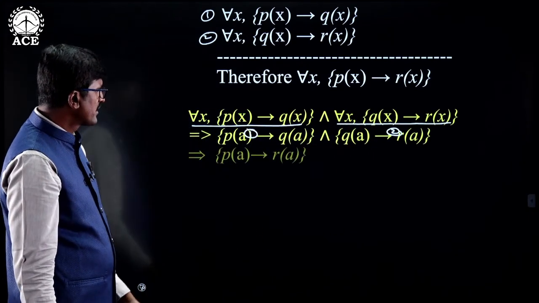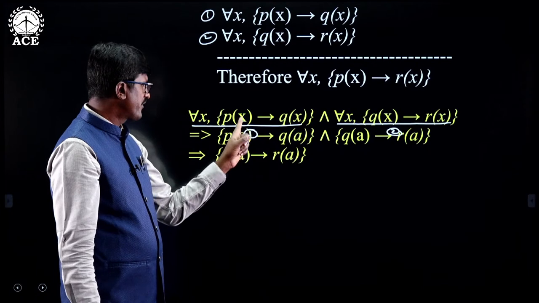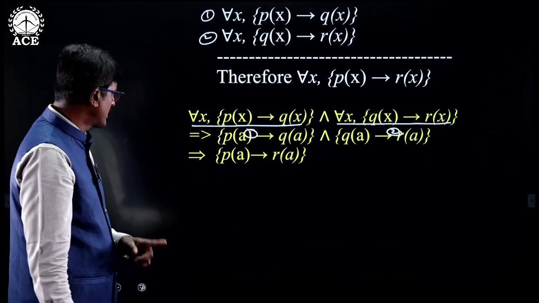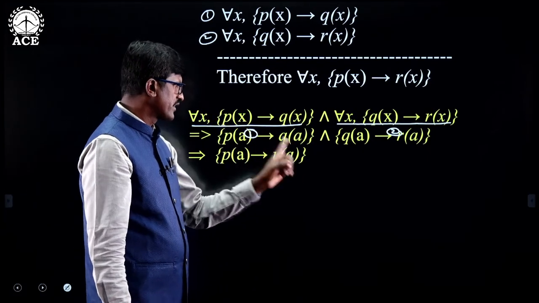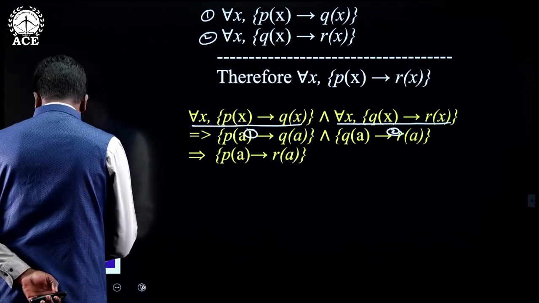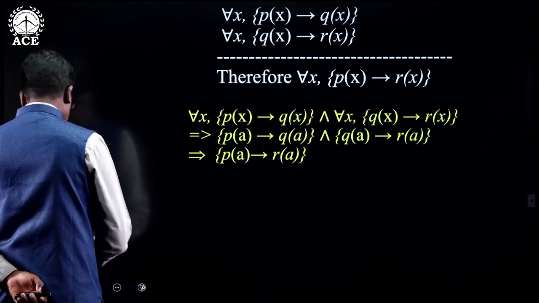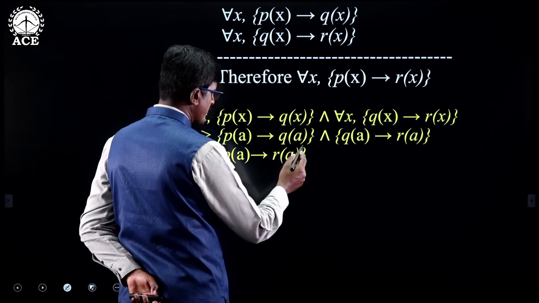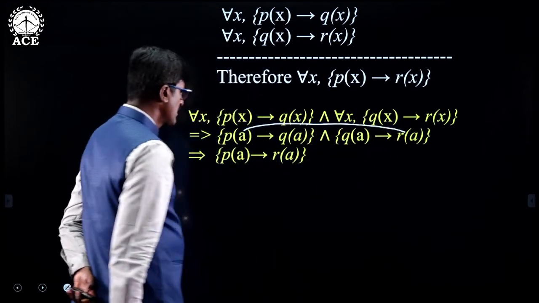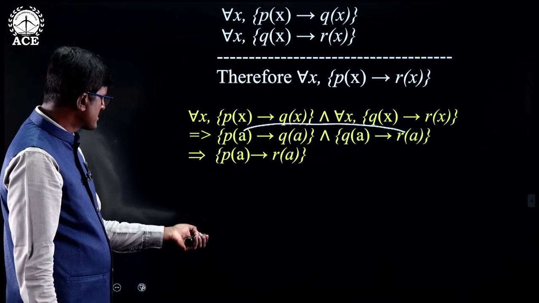Here I am applying the rule of universal specification. From the rule of universal specification, for all x, P of x conditional Q of x is true, that must be true for some x equal to A. That is P of A conditional Q of A. From this, Q of A conditional R of A. So from the rule of universal syllogism, P of A conditional Q of A and Q of A conditional R of A logically imply P of A conditional R of A.